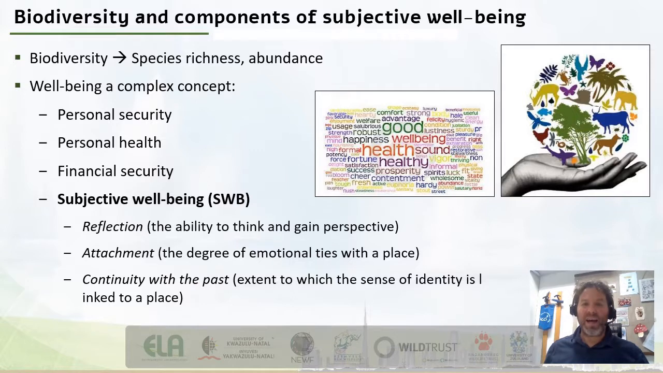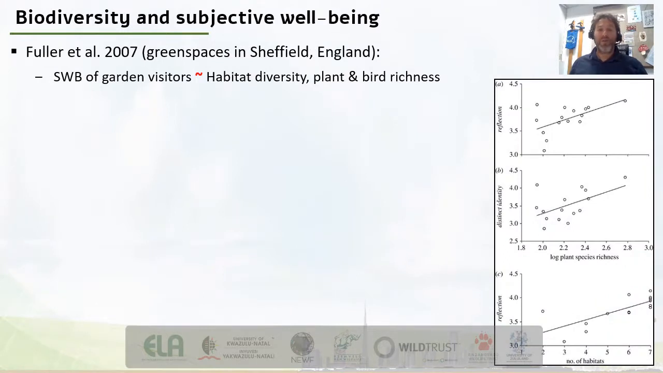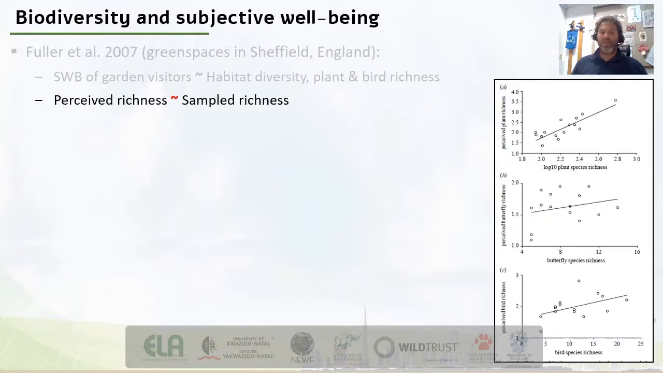And I was interested to see how biodiversity or species richness can influence them. There were already a few studies that did it before we did, mostly in Anglo-Saxon culture. Rich, Fuller, and Tal looked at green spaces in Sheffield, England, and found that subjective well-being was related to habitat diversity, plant and bird richness, but not to butterfly diversity. They also found that perceived richness for all taxa was positively related to observed richness, so people managed to perceive what there really was in the green spaces.